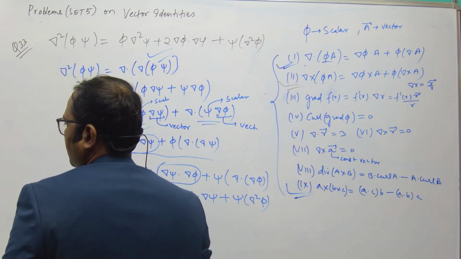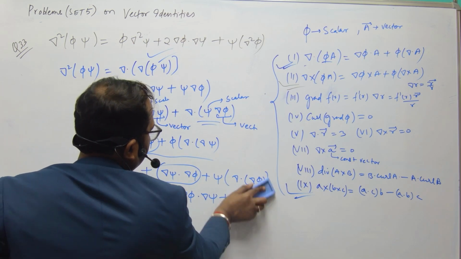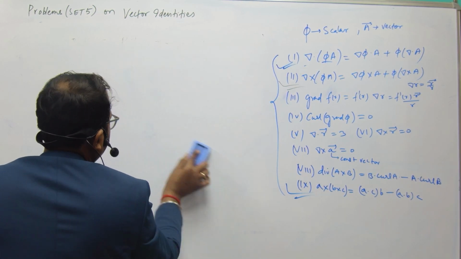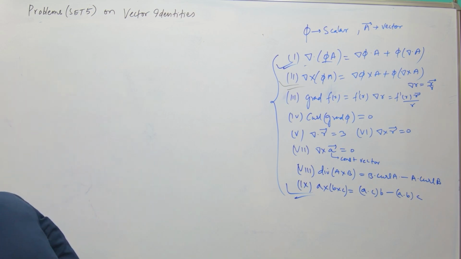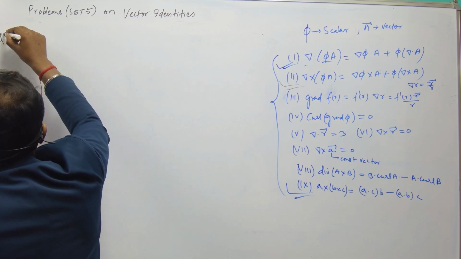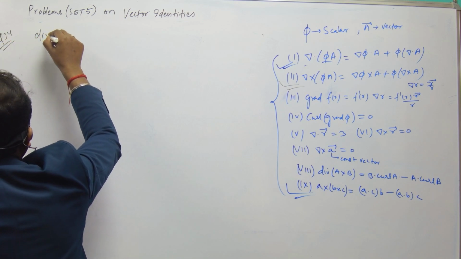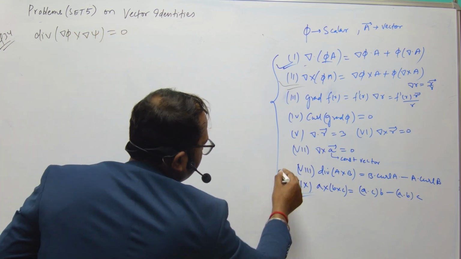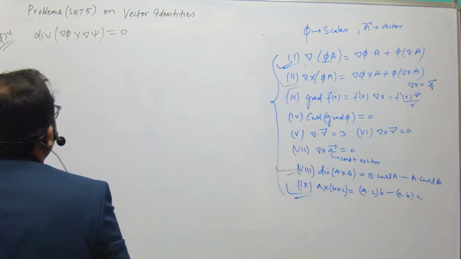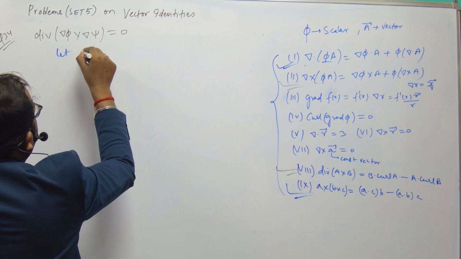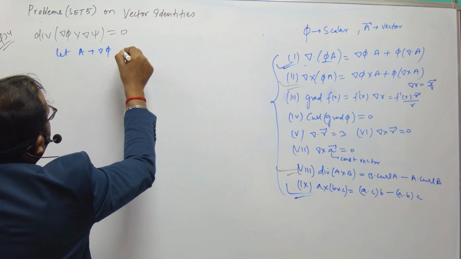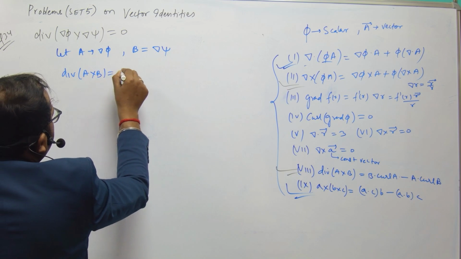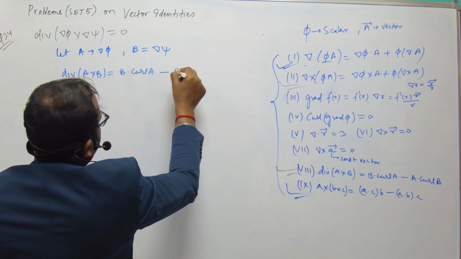Now let us discuss question number 34. We have to prove that divergence of del phi cross del psi equals 0. Let us use this particular identity: divergence of A cross B equals B dot curl of A minus A dot curl of B. Let us take A as del of phi and B as del of psi.